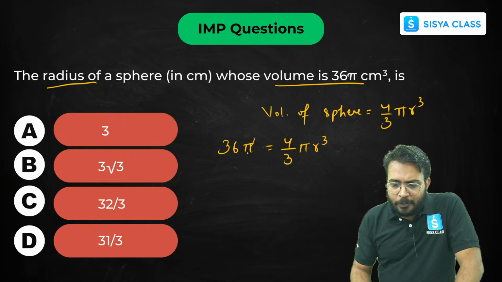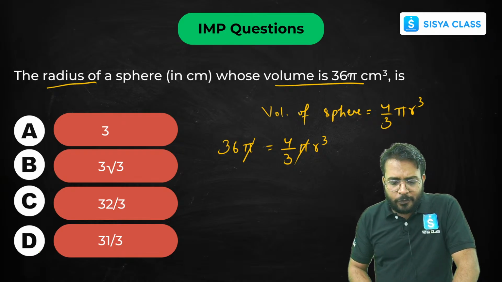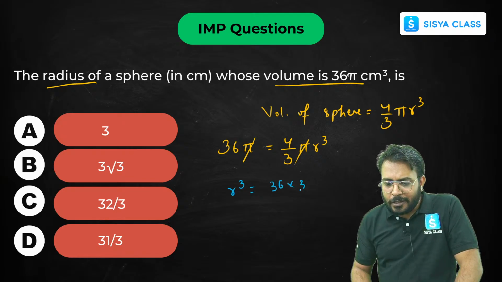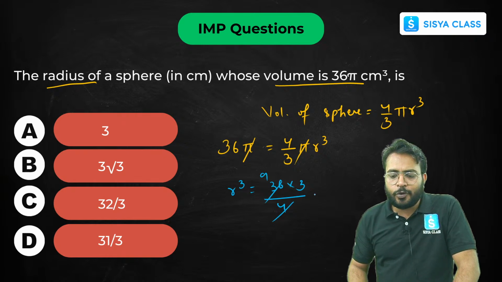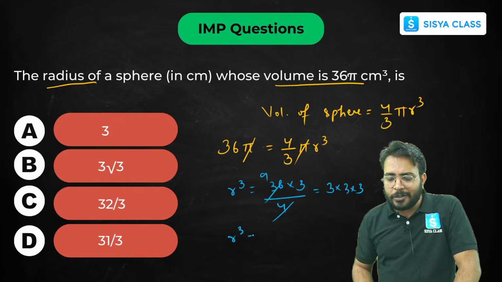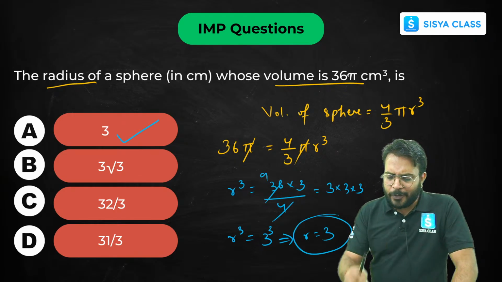Now pi and pi will get cancelled. Now can you find out the value of r? Yes, we can. So r cube is going to be 36 into 3 divided by 4, yes or no? And 4 into 9 is 36, and 9 is going to be 3 into 3 into 3, right? That means 3 cube. So r cube is 3 cube, and that's why the value of r is going to be 3. Understood? Very easy question, fine.